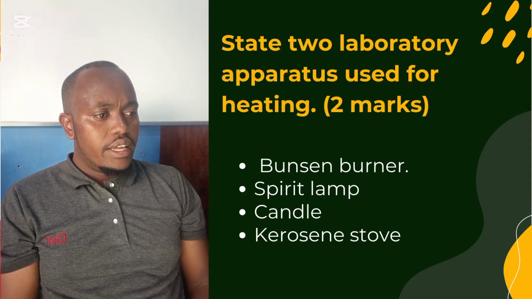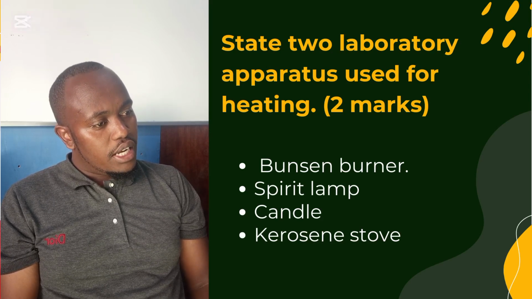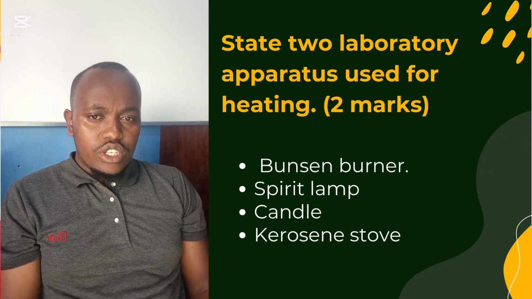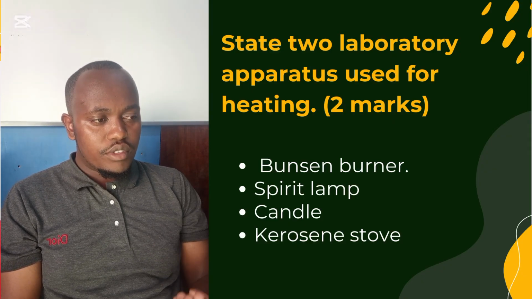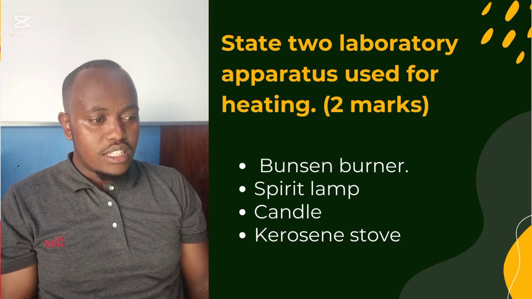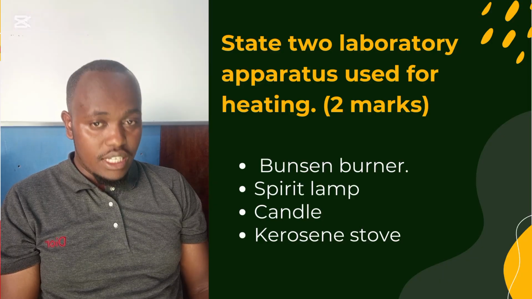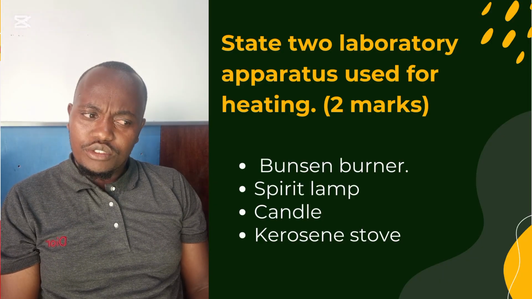The next question, we are asked to state 2 laboratory apparatus used for heating. So in the laboratory, what apparatus do we use to heat chemicals? The most basic one is the Bunsen burner. That's the obvious. However, in case you do not have a Bunsen burner, what else can you use?